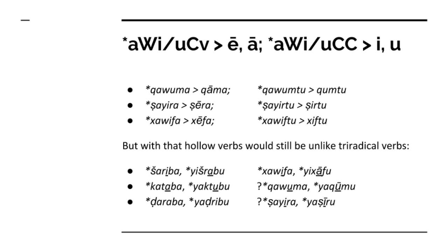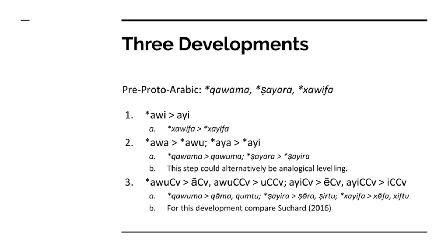So how do we make sense of that? Well, I suggest three developments. I would say pre-Proto-Arabic, maybe Proto-Arabic, I'm not sure, but pre-Proto-Arabic certainly, we did simply have qawama, sayara, and khawifa, with a vowels in the perfect for the first two verbs and an i vowel in the second one. And the first shift we get is awi to ayi, so khawifa becomes khayifa.